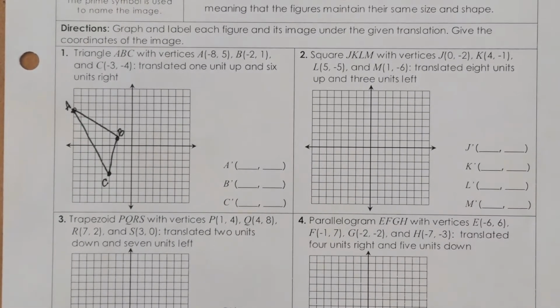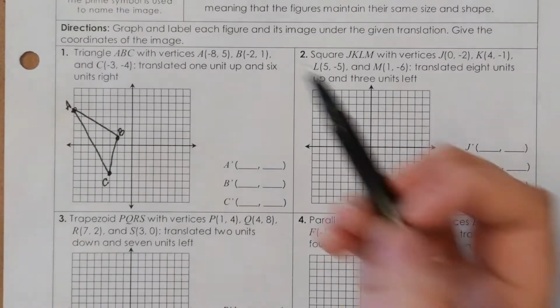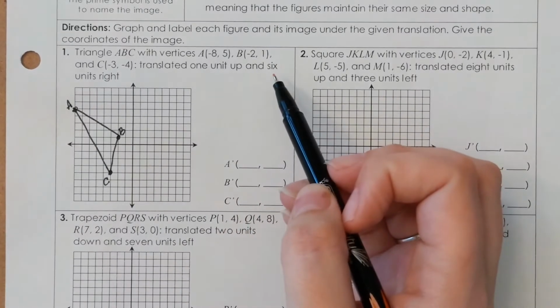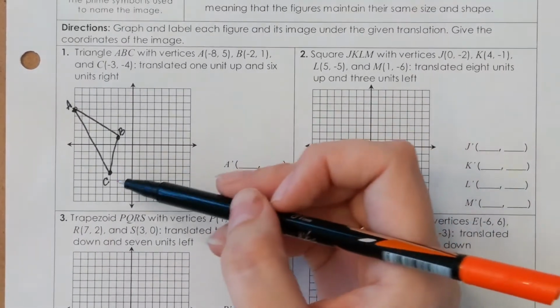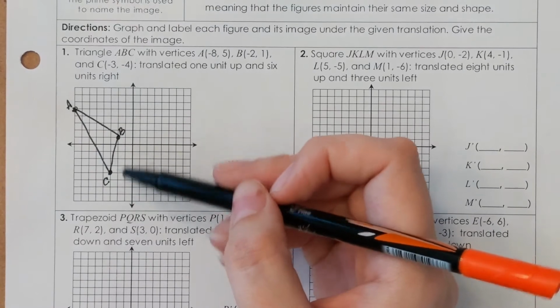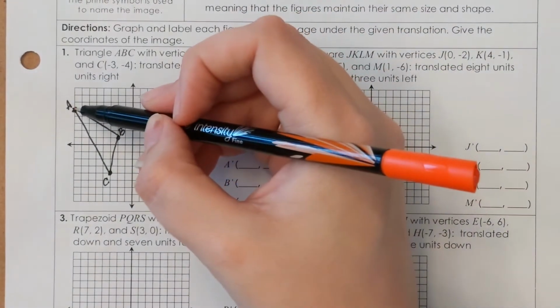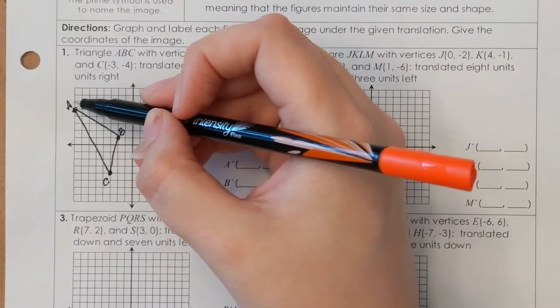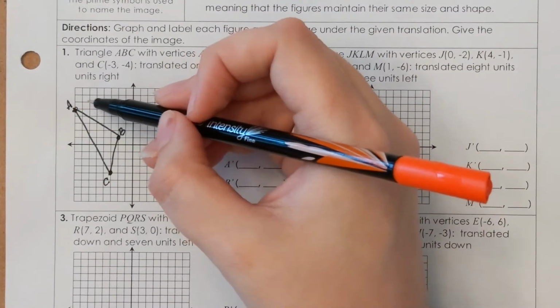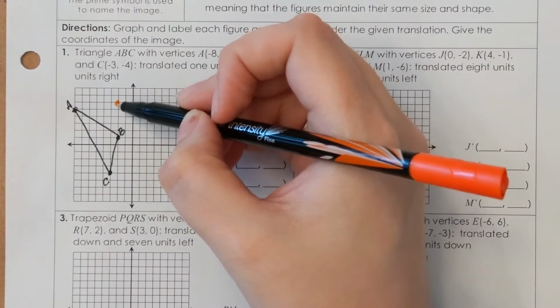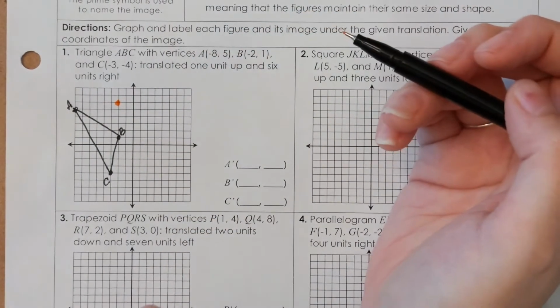We're going to move it. So I'm going to do the second image in orange. And it says translated 1 unit up and 6 to the right. So each of these, I'm going to move up 1 and over 6. So if I start with A, I'm going to go up 1 to the right 6. So 1, 2, 3, 4, 5, 6. I'm going to point, and now I'm going to label it.